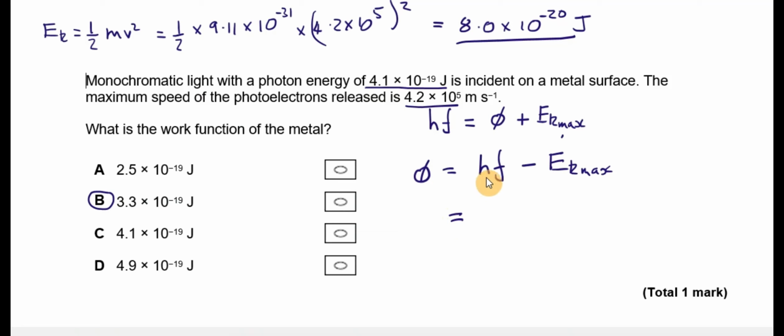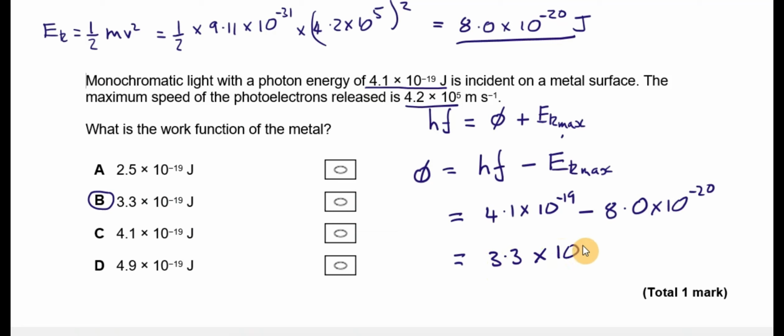So I can put the numbers in there. As I said, hf is the photon energy, 4.1 times 10 to the minus 19 joules, minus the maximum kinetic energy, 8.0 times 10 to the minus 20 joules. And if I put those numbers into my calculator, I'm going to get an answer of 3.3 times 10 to the minus 19 joules. Answer B.